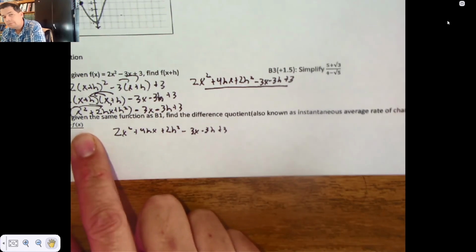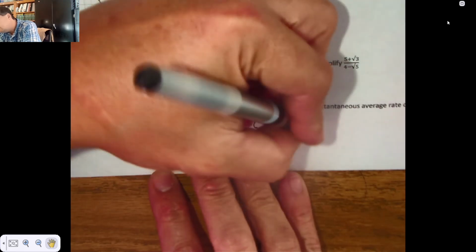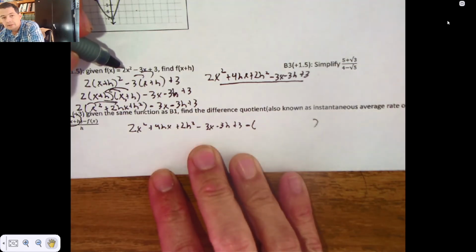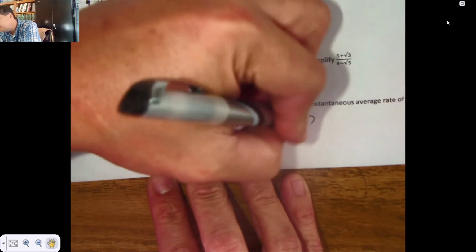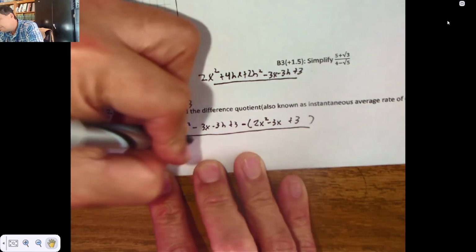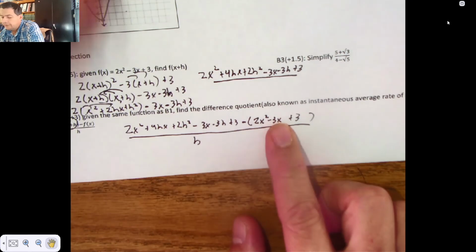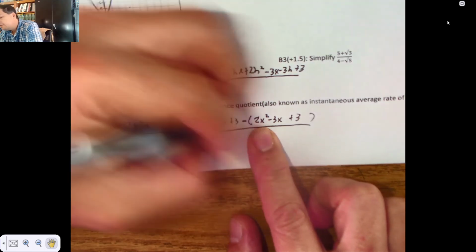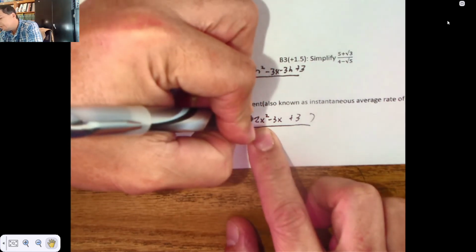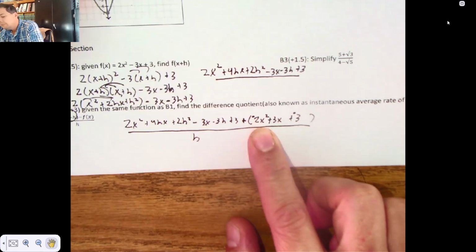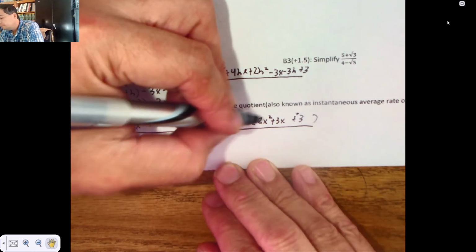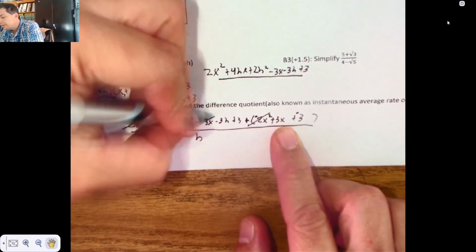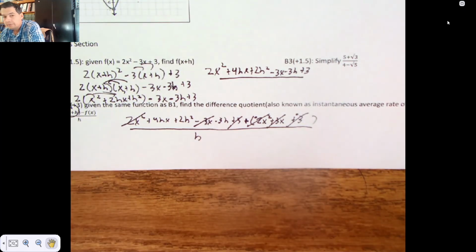Now f of x has 3 different parts, so I need to invoke a big set of parentheses, otherwise I'm going to make mistakes. Take away 2x squared minus 3x plus 3, all sitting pretty over an h. Now I have 2x squared minus a 2x squared. By the way, when you take something away, you just change its sign. So let's change that to plus, minus, plus, minus. I don't know if that'll help you or not. But you have 2x squared minus 2x squared. That's nothing. You have a negative 3x plus 3x. That's nothing. You have a positive 3 and a negative 3. All that stuff is gone.